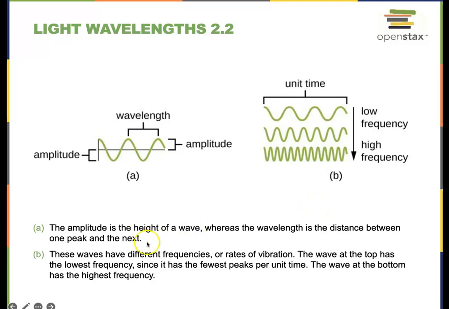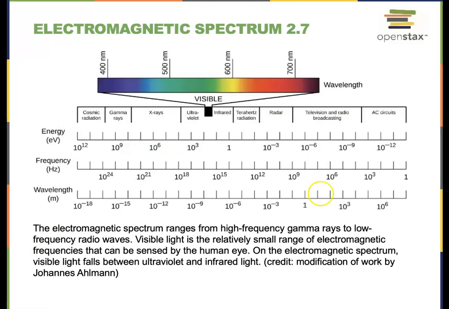So what we want to remember is the amplitude is the height of a wave, and wavelength is the distance from one peak to the next. And the waves have different frequencies, or rates of vibration. If it's a larger wavelength and you have lots of space between, then that's a low frequency, low energy wave. And if it's close together, we have smaller wavelengths, that's a higher energy. So if we look at the spectrum, we can see that we have these in nanometers, which is our unit of measure.